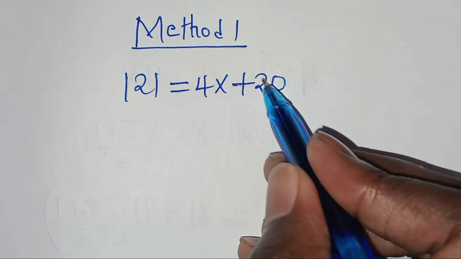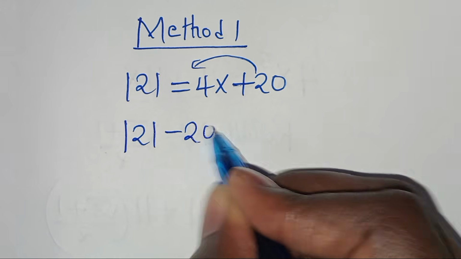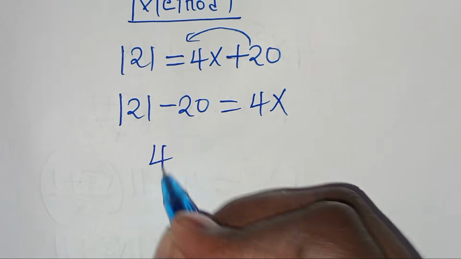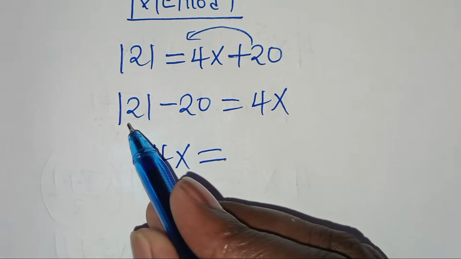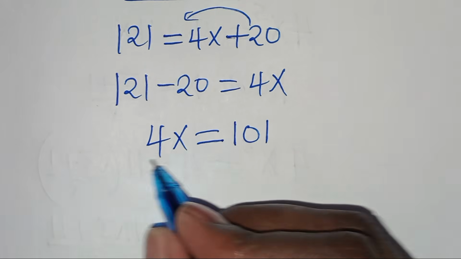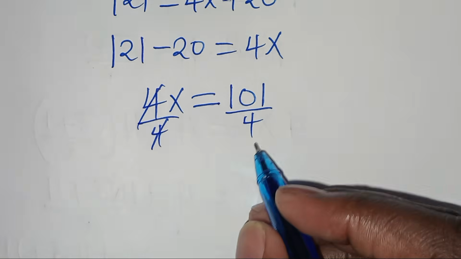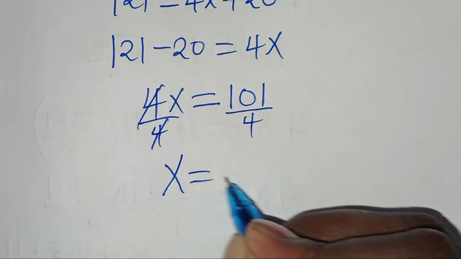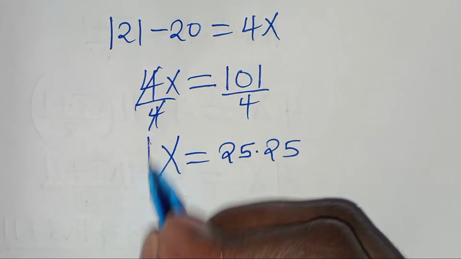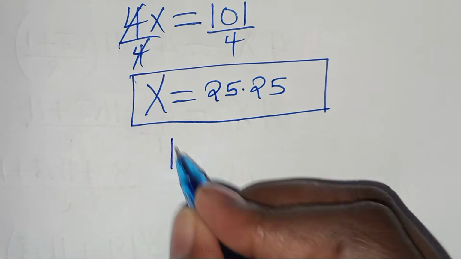Now the next step is to take plus 20 on the left hand side. So this is 121 minus 20. This is equal to 4x. So we have that 4x is equal to 121 minus 20. This is 101. Let's divide both sides by 4. And we have that x is equal to 25.25. This is the value of x by applying method 1. So let's apply method 2.